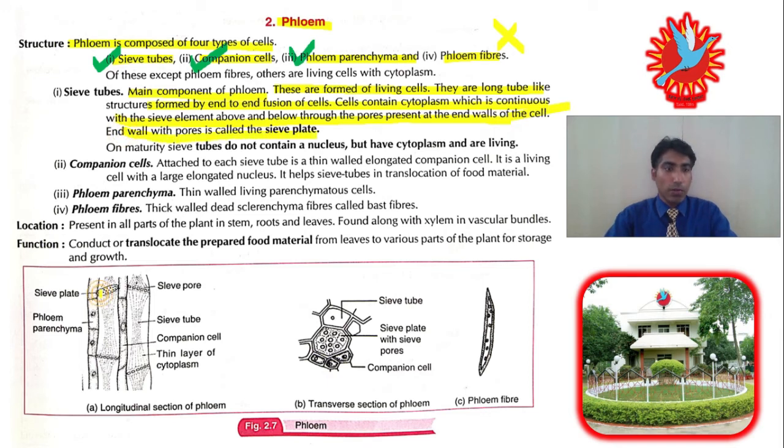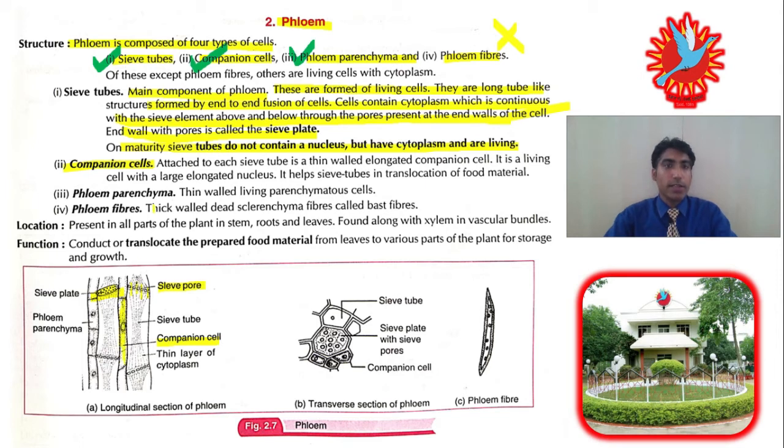Okay, so here you can see that this is the sieve tube structure, longitudinal section of phloem, and these porous structure are called the sieve plate, and in these sieve plates there are the numerous pores present, which are known as sieve pores. Okay, on maturity, sieve tubes do not contain a nucleus but have the cytoplasm and are living.